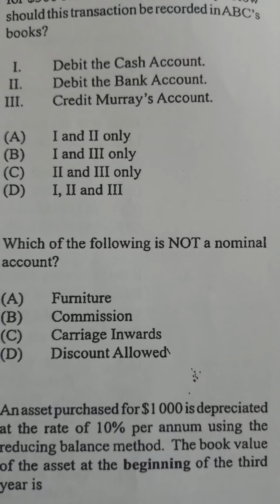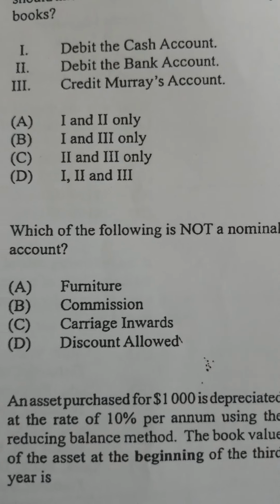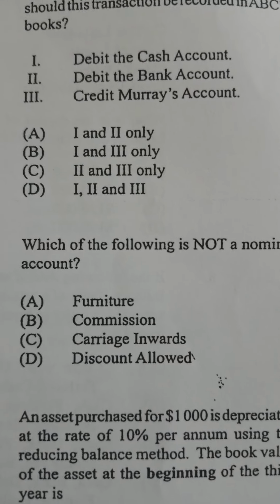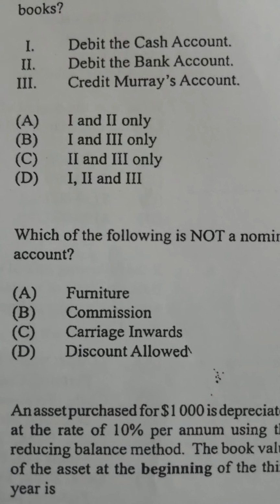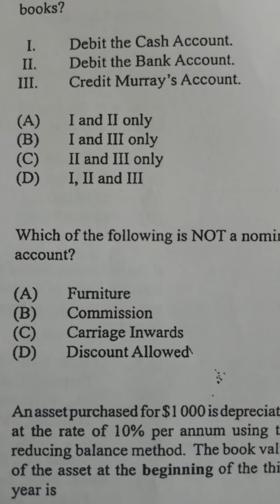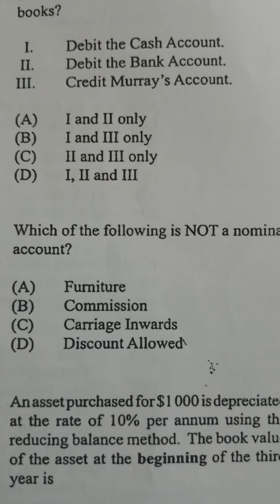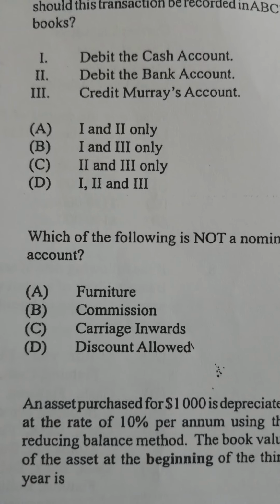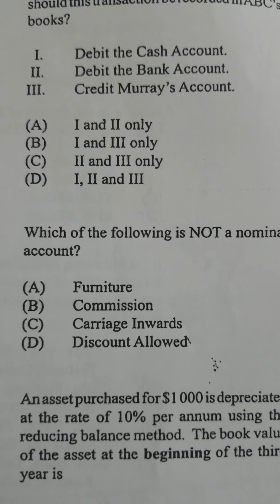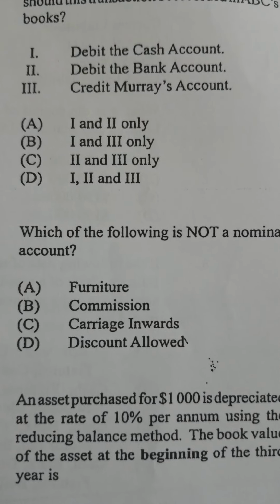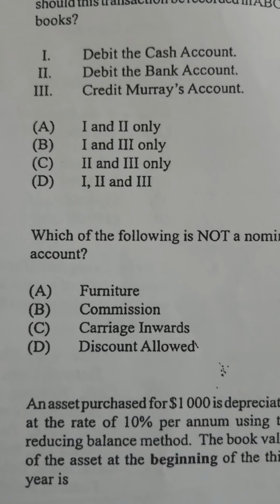Which of the following is not a nominal account? Again, we come back to the same concept of nominal accounts. Nominal accounts are expenses, revenue, and capital. Discount allowed is an expense, so it's a nominal account. Carriage invoice is a nominal account. Commission is nominal, because commission has to be either commission receivable or commission payable, so it falls in the category of a nominal account.